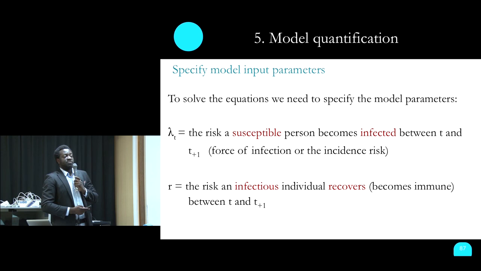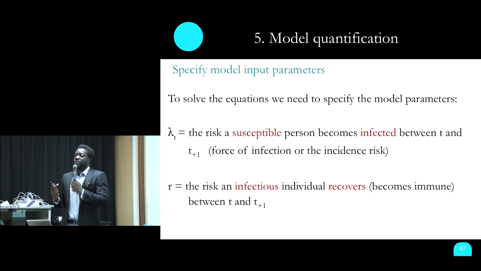The 5th step, after making the equations, is that you need to specify the model inputs. They call it model quantification. Model quantification means you need to tell the values for each of the parameters in your model. For example, lambda t is the risk of a susceptible to become infected. You remember, they also call it the force of infection. We need to know the value of lambda t. R, which is the recovery rate, the risk of an infectious person to recover and become immune between t and t plus 1, we also need to know the value. So we need to quantify our parameters, and this process is called model quantification.